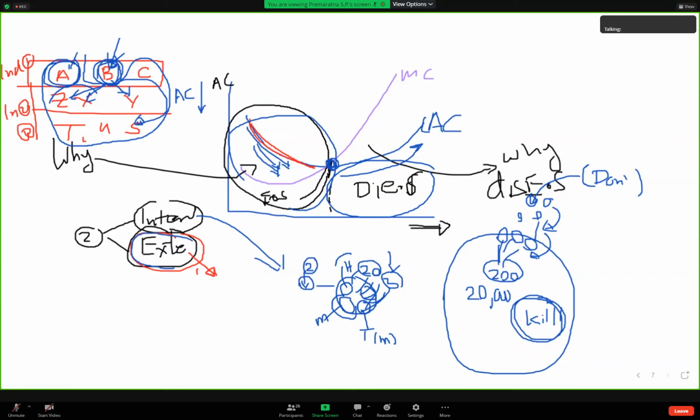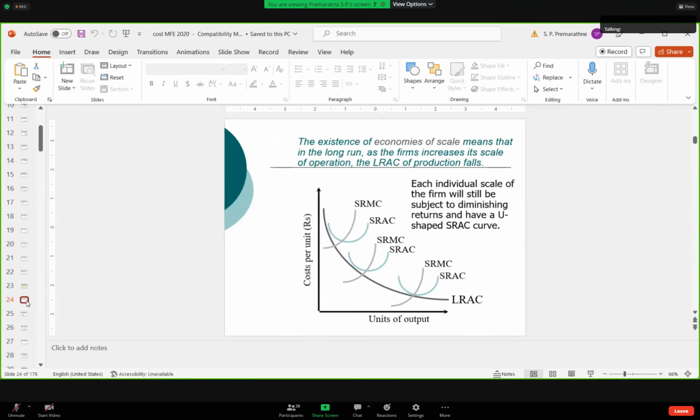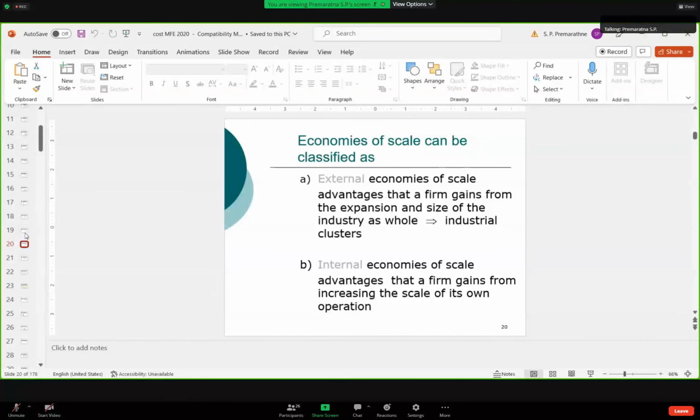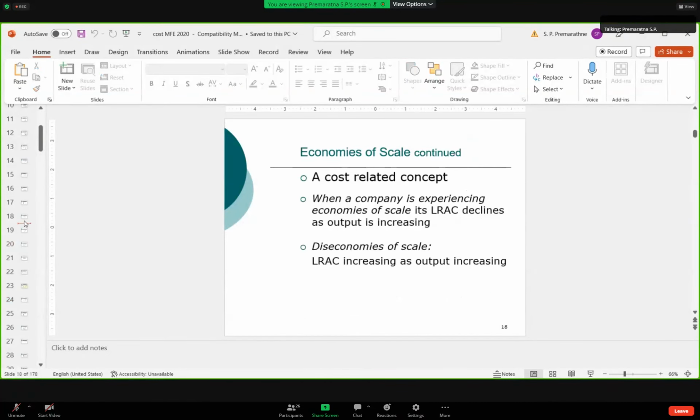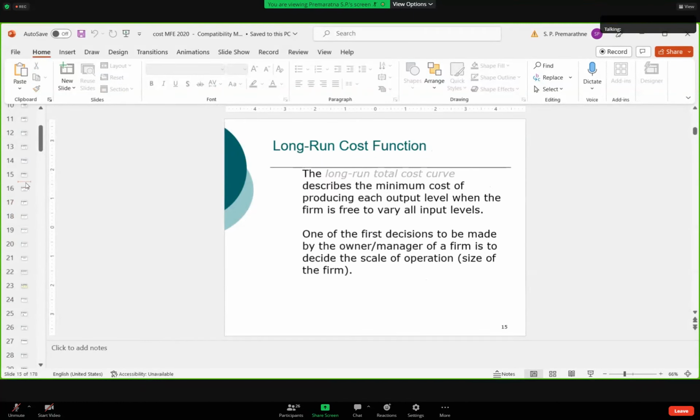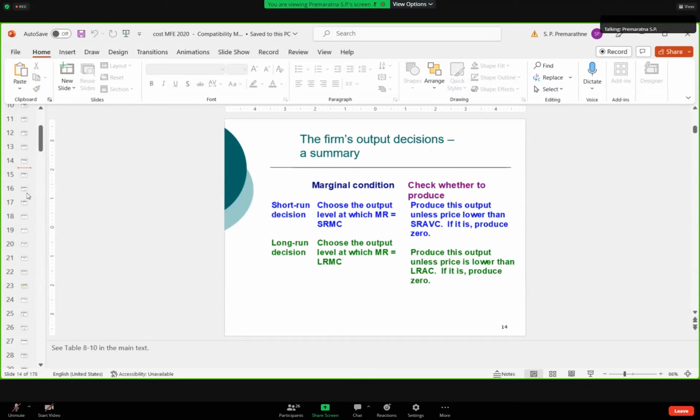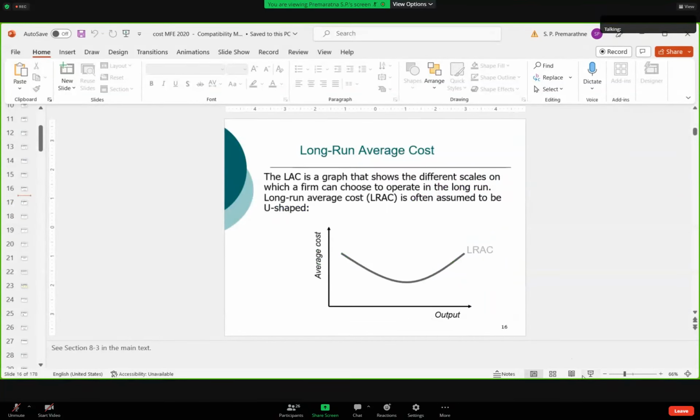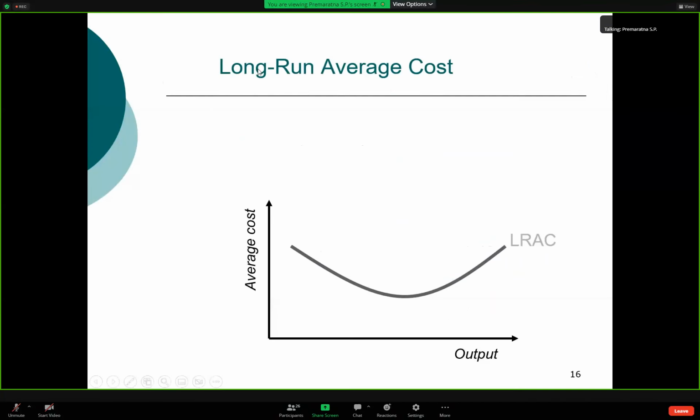Quickly, what I mentioned, I will show you in my PowerPoint presentation. Now, the long run situation, the cost side. I hope you can see here.